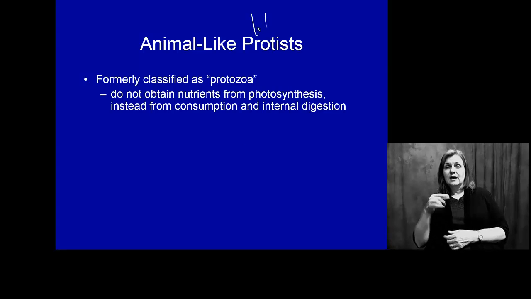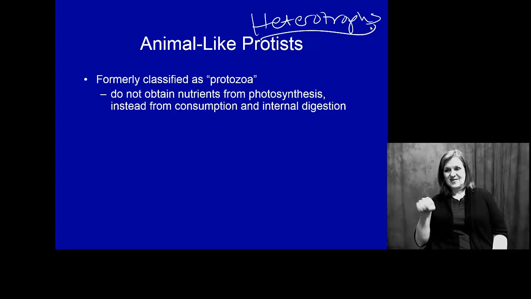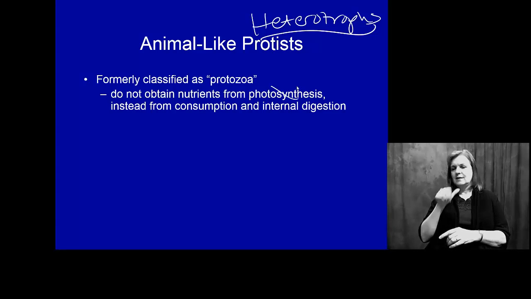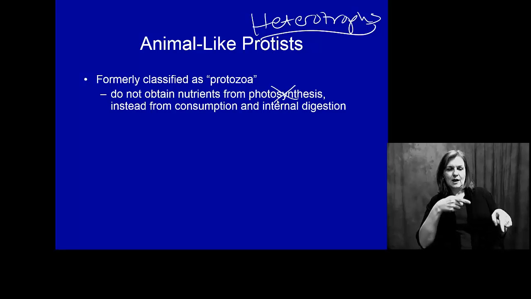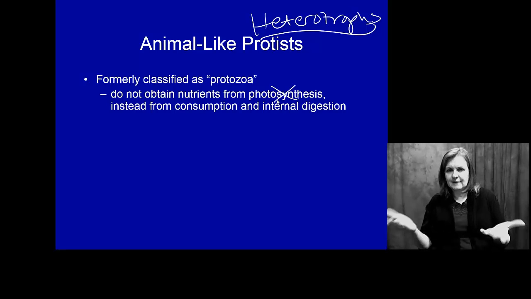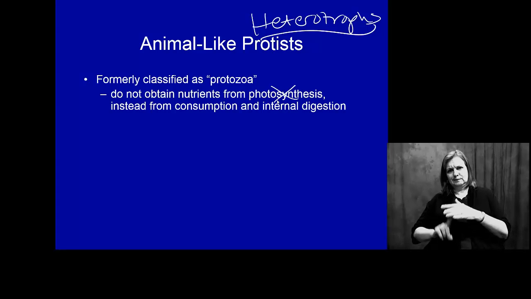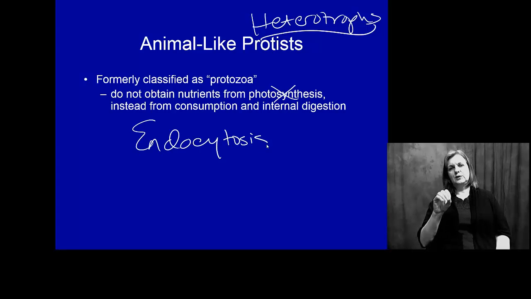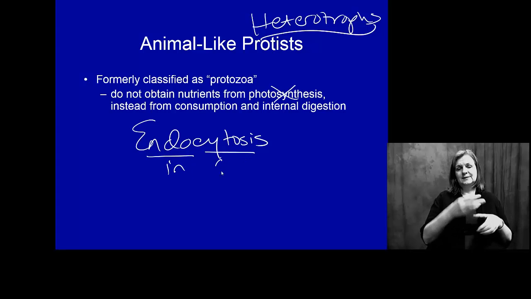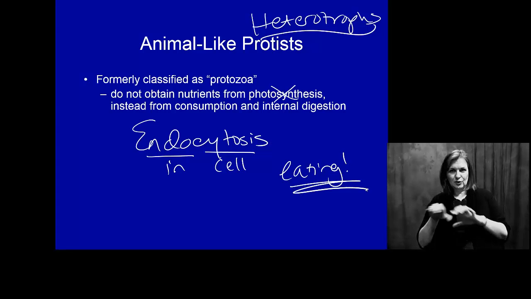Animal-like protists, on the other hand, are heterotrophs. So they need to eat something. They're not going to do photosynthesis. So they have to eat our plant-like protists, or they have to eat something, right? So we have to look at how these organisms come to be. Well, we look at them as doing something known as endocytosis. So endo is in, cyto is cell. So this is taking something into the cell. They're eating, right? That's all they're doing, okay?